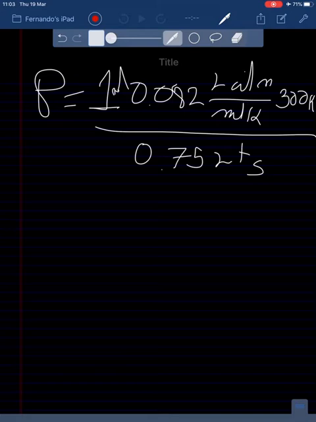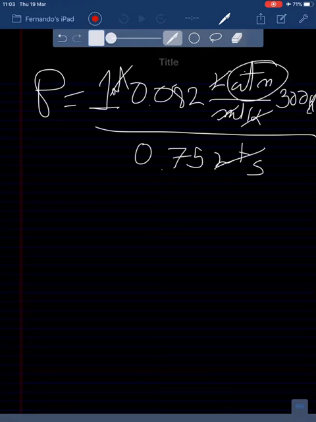So let's see what the dimensional analysis tells us. We have liters here, and we have liters also there. I also have moles that will go with moles and kelvins that will go with Kelvin. So we end up with only atmosphere. Pressure is going to be measured in atmosphere, so the dimensional analysis tells us that we are doing the correct thing.